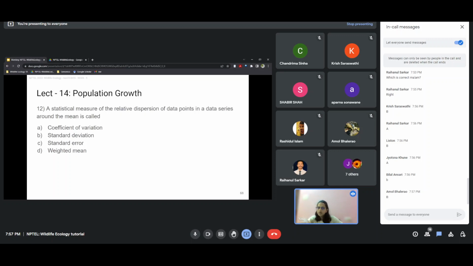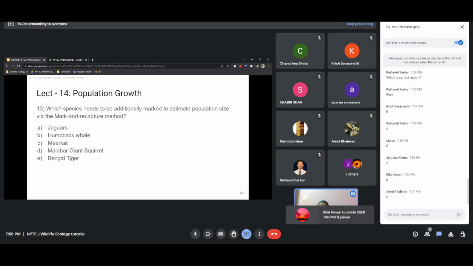Since we have more questions left, I'm going to skip to the next one. So this is a fun one. Which species needs to be additionally marked to estimate population size via the mark and recapture method? Is it A, jaguars, B, humpback whales, C, meerkats, D, Malabar giant squirrels, E, Bengal tigers? You can choose more than one option out here. Tell me which organism or organisms need to be marked additionally to estimate population size via the mark and recapture method.